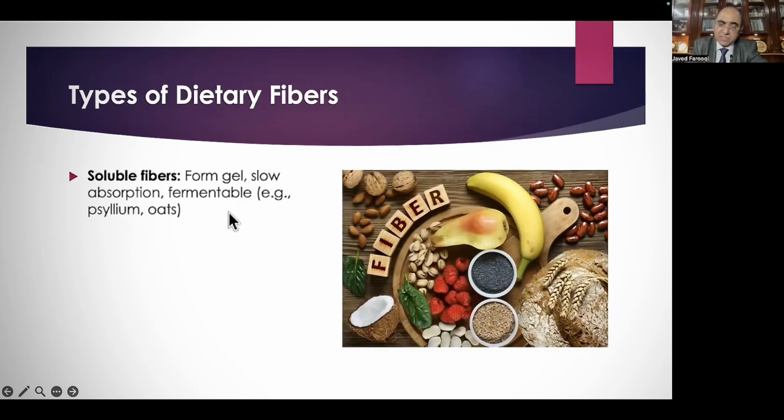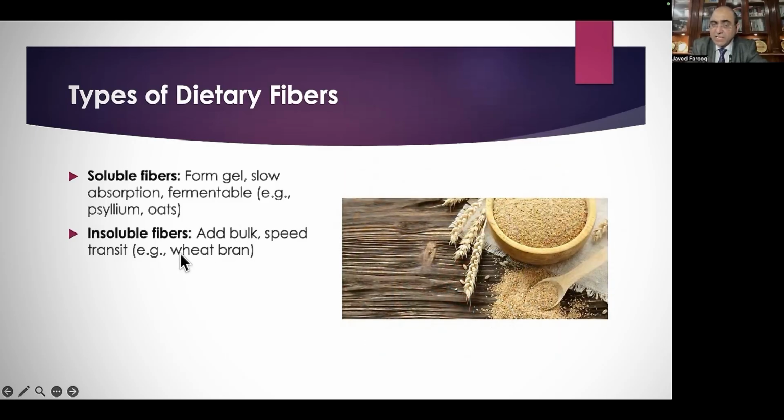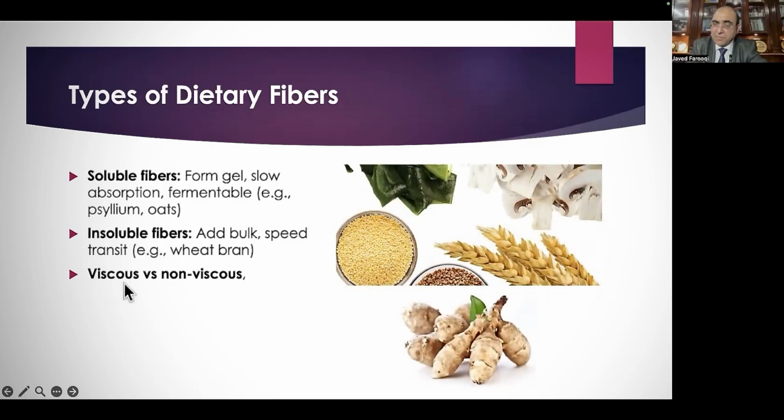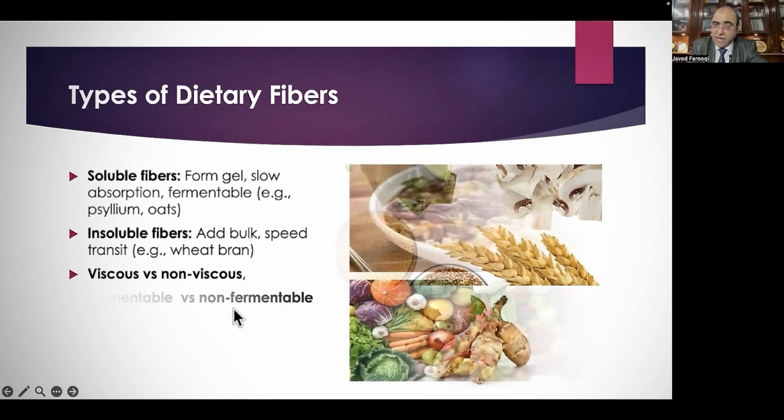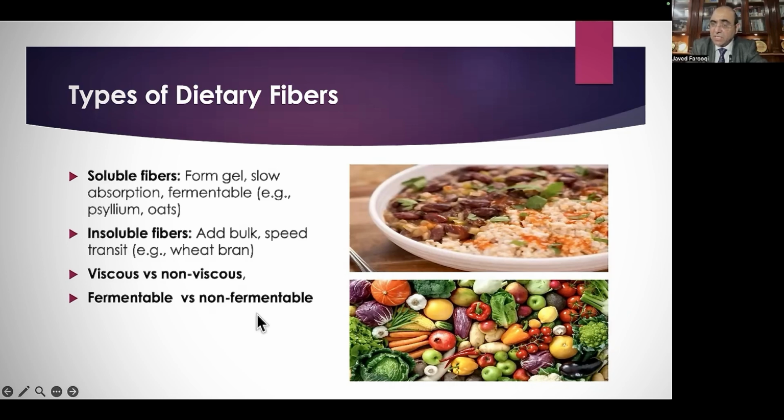Types of dietary fibers. What are the types? One is the soluble fibers, which form gel. They absorb slowly and they are fermentable, like oats and isphagol. Then there are insoluble fibers. They add bulk to the stools and speed transit, like wheat bran. These are the insoluble fibers. Then there are fibers which are viscous or non-viscous, and fibers which are fermentable or non-fermentable.